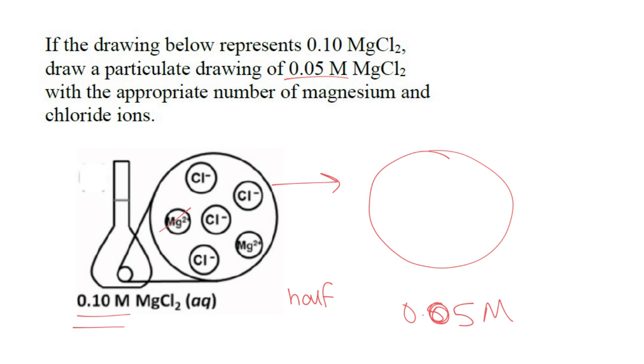So if I have 2 magnesiums on the left, then half of that, I should only have 1 magnesium on the right. If I have 4 chlorides on the left, then I should only have 2 chlorides on the right. So this is still magnesium chloride. The ratio of chloride ions to magnesium is still 2 to 1. But my concentration is cut in half. My number of each of the ions is half as much as it was on the left side.